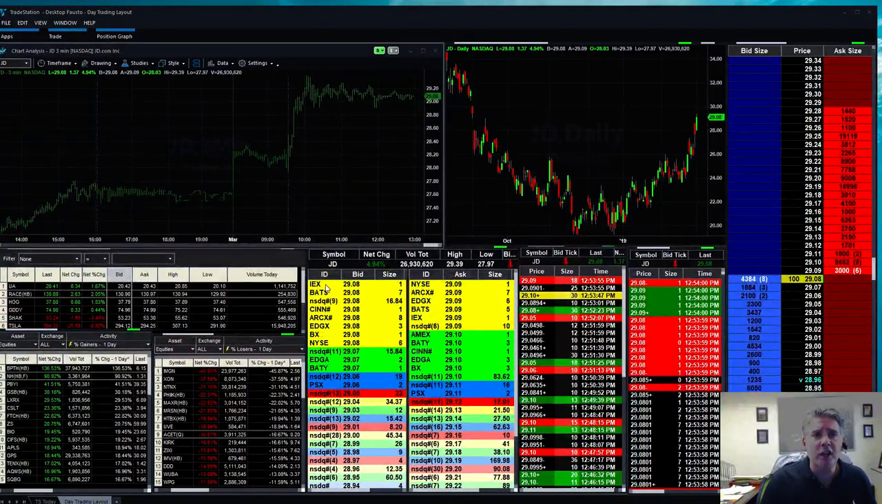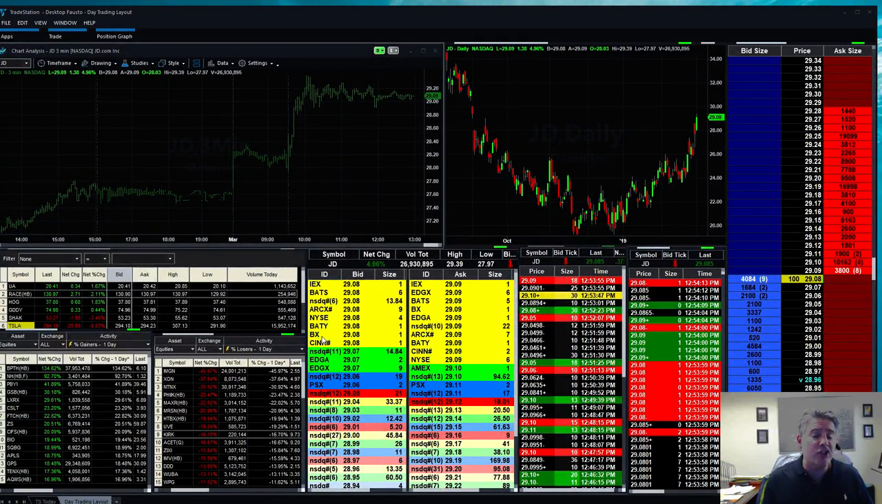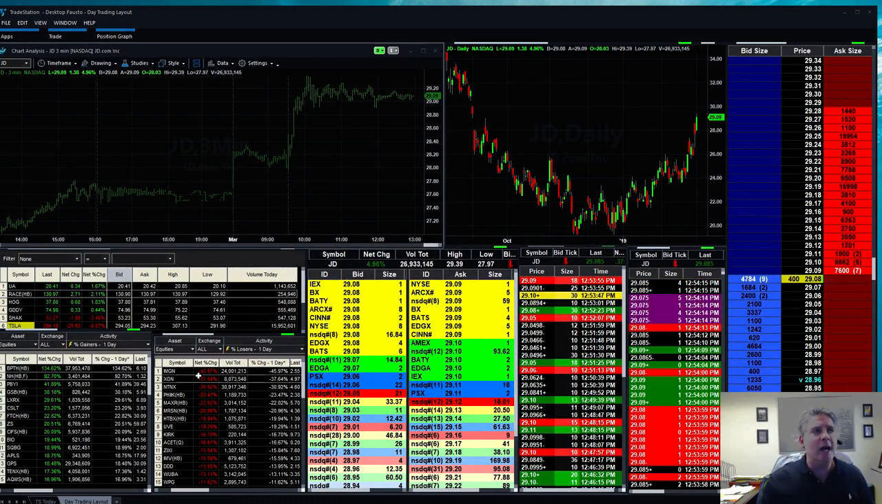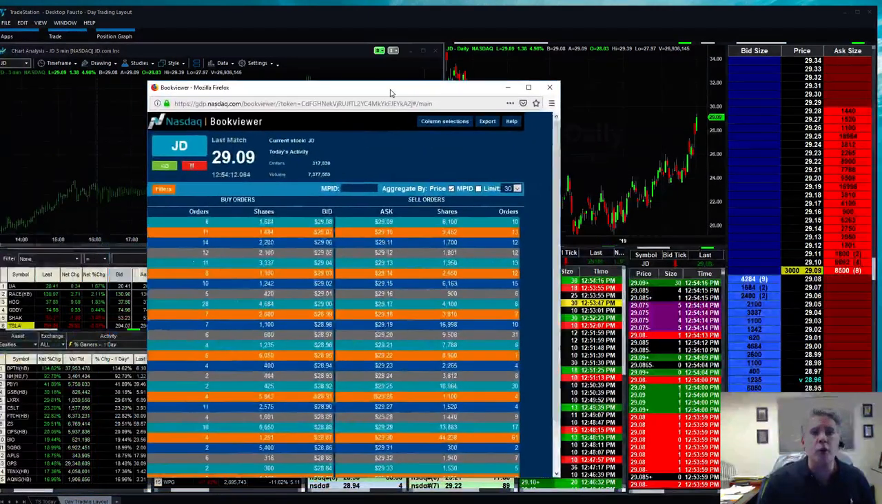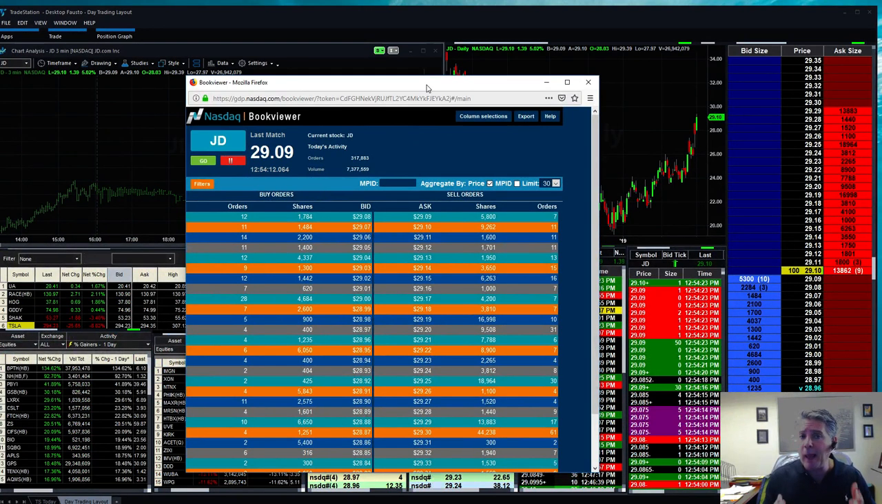Now, if you look over here on the level two, there are a few ECNs out there. There's the Cincinnati Exchange, there's BATS, there's EDGX, there's the New York Stock Exchange. So there are multiple ECNs. They're just not in the book viewer. When you're looking at the book viewer, unfortunately, you're only looking at one book. It is a very popular book. A lot of people use it. You'll see a lot of big orders out there.